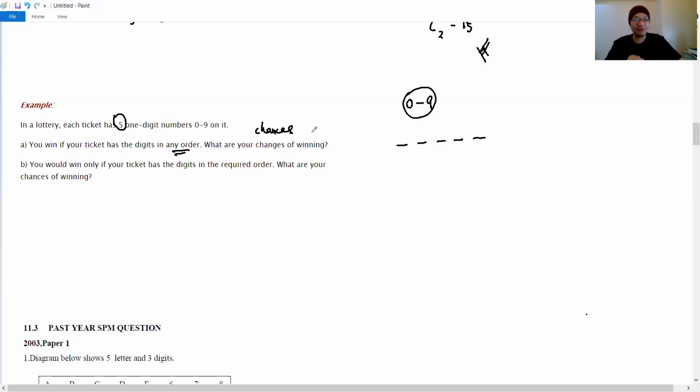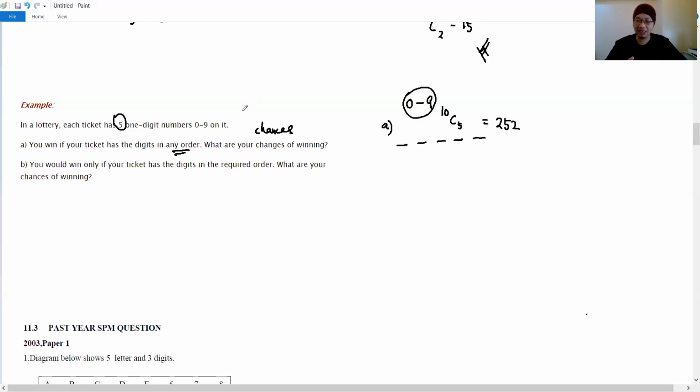So for question A, this actually is a combination. How to solve the problem? From 0 until 9, how many numbers do we have? We have 10 digits: 0, 1, 2, 3 and so on until 9. I want to choose 5 to put in 5 places. So 10C5 will be the answer for A. Your answer should be 252.